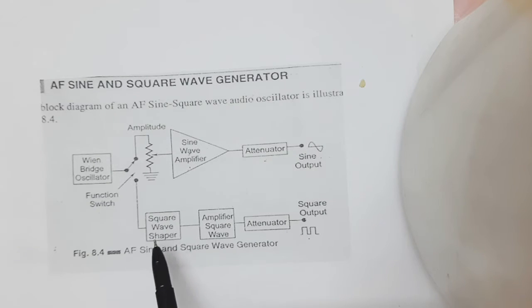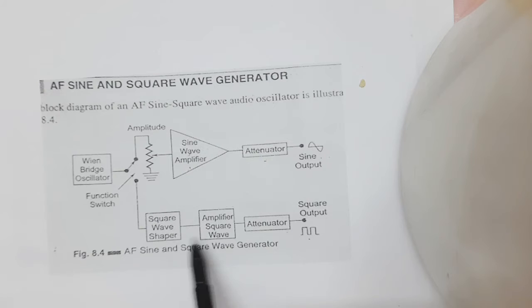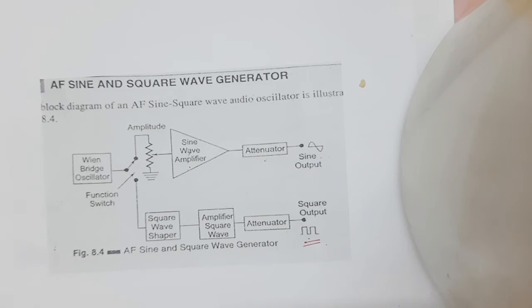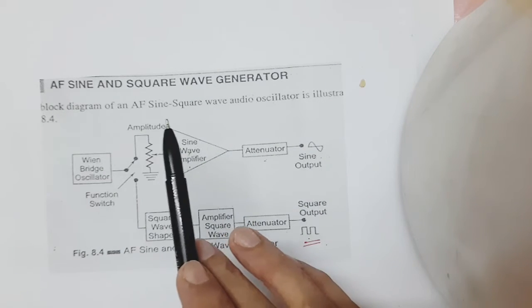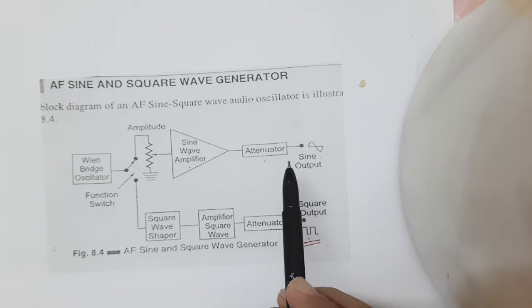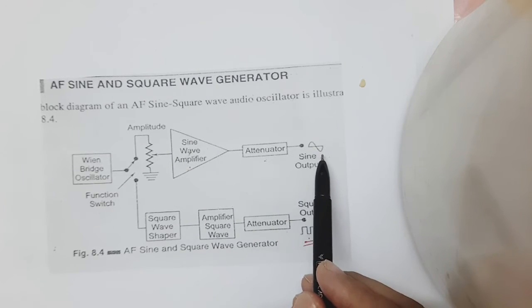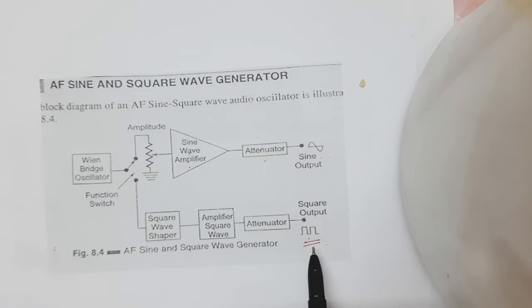That means with the help of resistor and capacitor, we can change the shape of the sine wave into the form of the square wave. Then again there is an amplifier which amplifies the square wave input, and the output of the amplifier is given again to the attenuator, and we get the square wave at the output of the signal. The AF sine and square wave generator is available in our laboratory also. When we take the output from here, we get sine wave. When we take it from here, we get square wave.